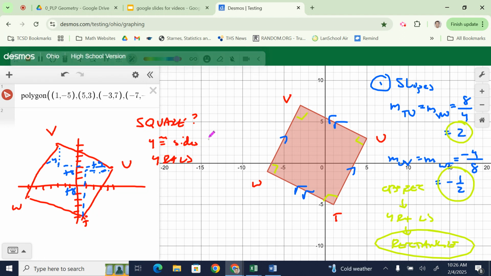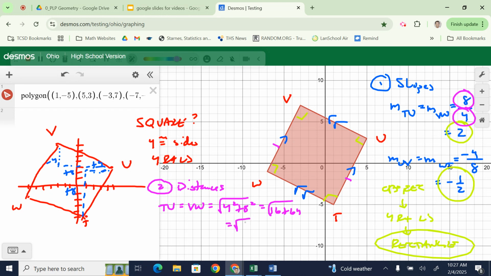Okay, step 2. We're going to find the distances to see if we have any congruent sides. So let's find the distance of TU. I know that TU will be congruent to VW, so I'm also finding the length of VW. Remember I said let's take the run and the rise. So this 4 is the run, this 8 is the rise. So 4 squared plus 8 squared. I don't need you to use decimals, just get what the inside becomes. This is 16 plus 64, which is the square root of 80. So those 2 sides are the square root of 80.